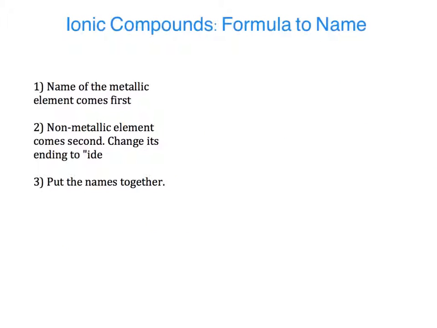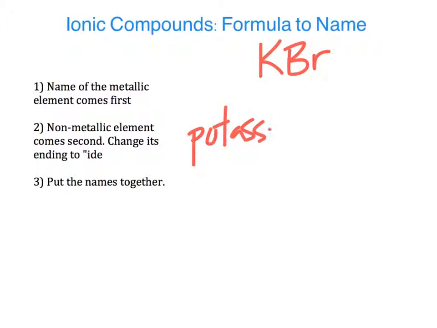Alright, let's try another one. So this time we're going to be getting that compound to come up with a name. KBr is, of course, also an ionic compound, so there's a metal and there's a non-metal in there. So in order to come up with a name for this, I'm going to write the metallic element's name first. In this case it is potassium, so I'll write that all lowercase. Okay, I'm going to write the non-metallic element, and I'm going to change the ending to "ide." So instead of bromine, it's bromide.